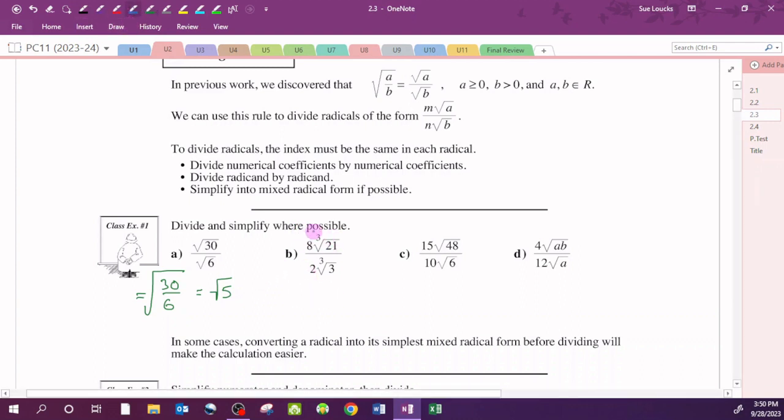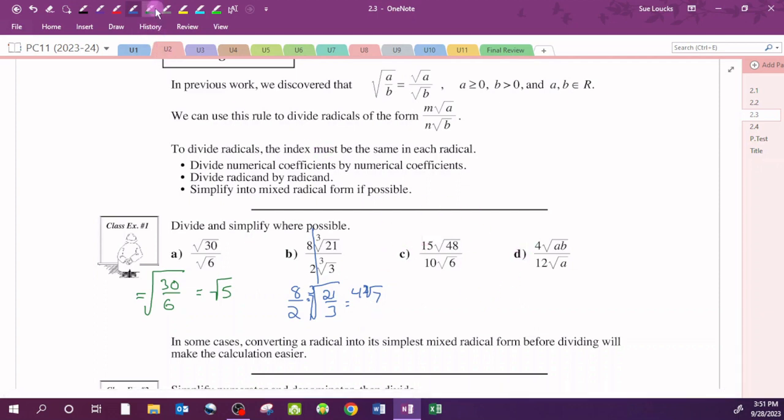For this next example, I'm going to split it into the coefficient piece, and then since these are two radicals with the same index, I can make that a single radical. So this becomes 8 over 2 times the cube root of 21 over 3. And since 21 over 3 equals 7, and 8 over 2 is 4, this becomes 4 times the cube root of 7. That's a 3 in there. Okay? That's pretty straightforward, right?